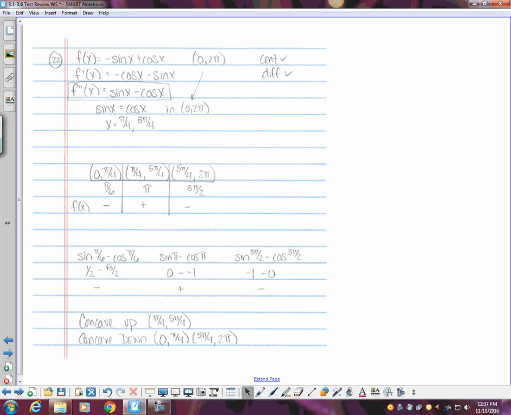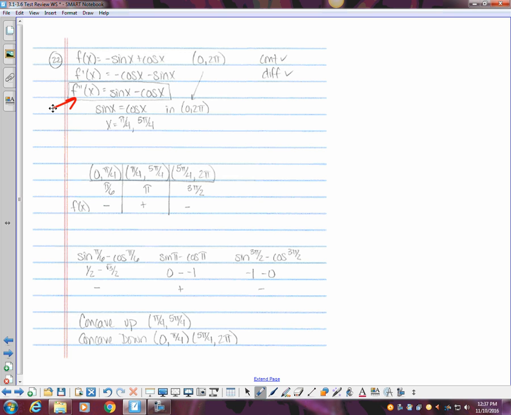I find the first derivative. So the negative sine will go to negative cosine, and cosine will go to a negative sine. And then I go right on to my second derivative. So negative cosine would become a sine, and negative sine would become a negative cosine. Then I'm going to set this equal to 0.